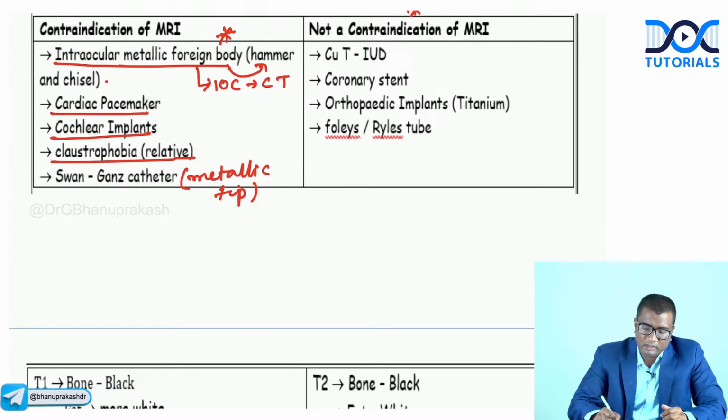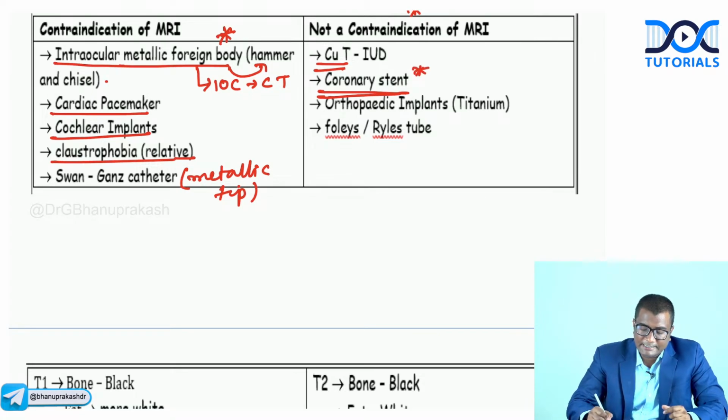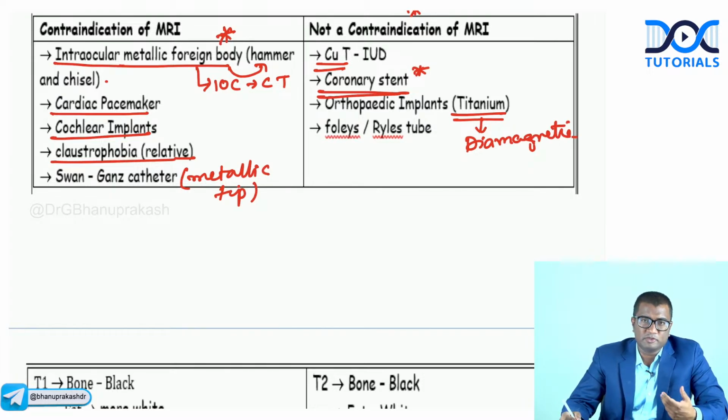Also remember what are not a contraindication. Copper T is not a contraindication. Coronary stents are MRI compatible because they have the same pathology. Tomorrow when we have stroke or MI, these patients will have similar pathology, so we want MRI compatible stents only. Most of the coronary stents are MRI compatible. Titanium is not ferromagnetic, it is diamagnetic. It will have poor magnetic impulse, so it will not give much response on the MR. So titanium based implants, the orthopedic implants, are safe to get MRI done.